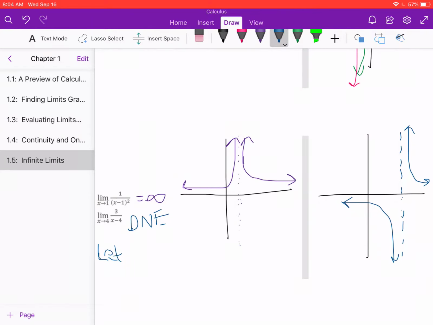Ooh, I can't write today. So the left limit, we're going down, down, down, so we go to negative infinity. On the right, we keep going up. So the limit is going to be positive infinity.